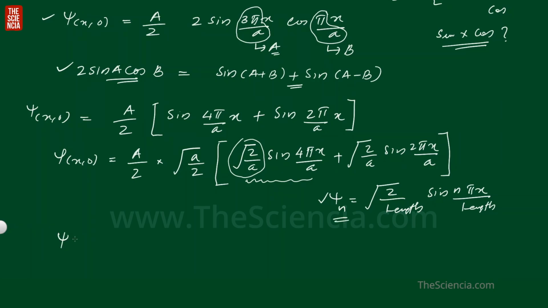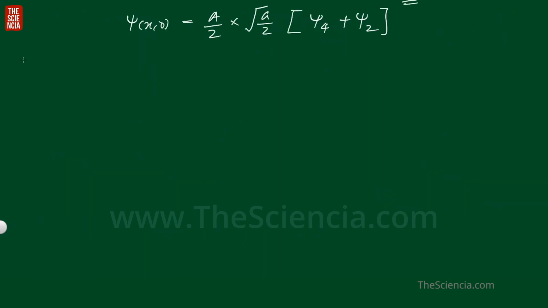That is, I get psi of x0 equal to a by 2 into root a by 2 into, first one is, see this one n is 4, that is this is equal to psi 4 plus here n is equal to 2, that is this corresponds to psi 2. Now we got the equation in very simple and easy form. Okay. And the first question is find a.